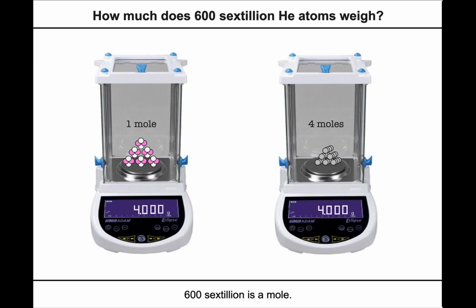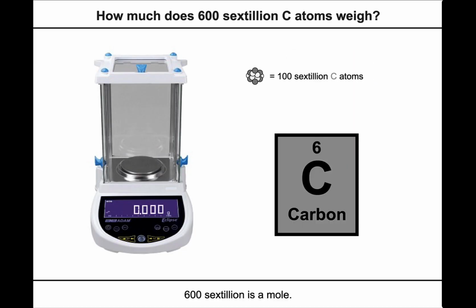mole. Let's try carbon. How much does 600 sextillion carbon atoms weigh? Again, I chose that number because that's the mole number. I'm going to use my key here again. That symbol represents 100 sextillion carbon atoms. Let's add 1, 2, 300 sextillion, 4, 5, 600 sextillion carbon atoms. How much should that weigh?